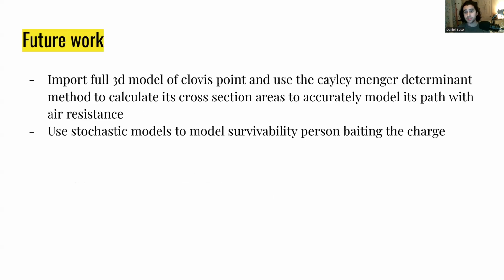For future work to help with some of these things, namely the shape of the Clovis point, we could import a full 3D model of the Clovis point and use the Cayley-Menger determinant formula to calculate its cross-sectional areas so that we can accurately model its path with air resistance. Also, to deal with the risk of the human getting trampled as they bait the mammoth in the charging model, we can use a stochastic model to measure the reaction time. So we can model the interaction between that model and the time at which the mammoth gets within a certain distance of the spear, and that will determine whether the human survives a given interaction or not.